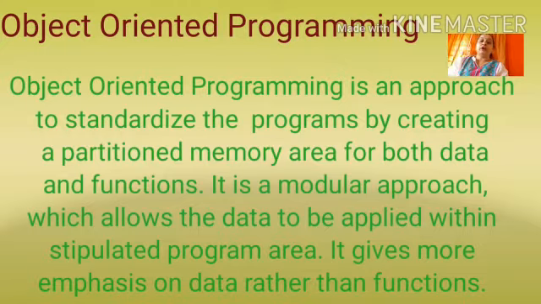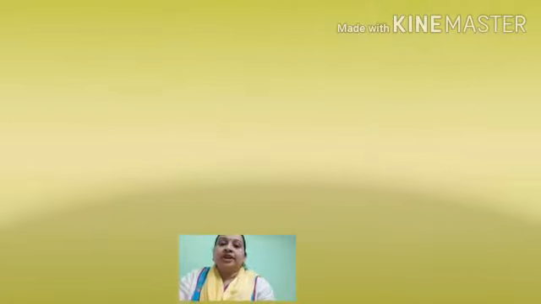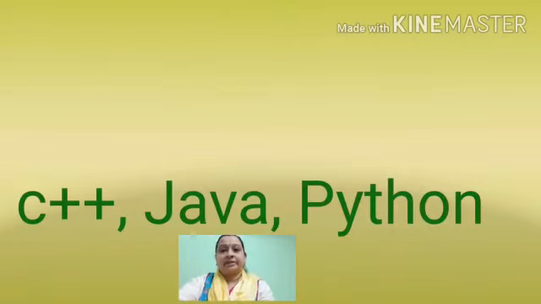So we see that object oriented programming gives more emphasis on the data, as well as it is in a modular approach, as well as it has a partitioned memory area for the data as well as for the function. Examples of object-oriented programming are C++, Java, and Python.